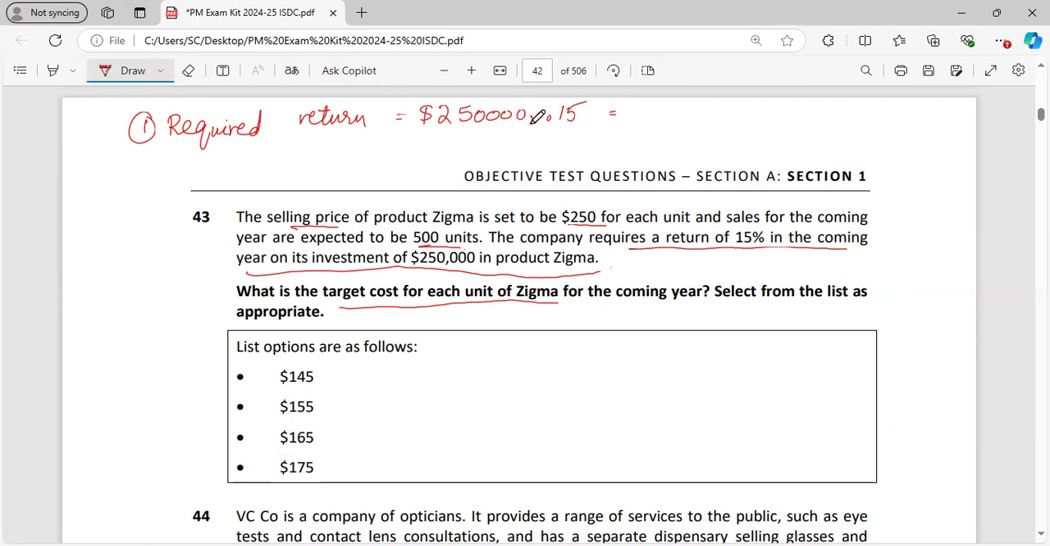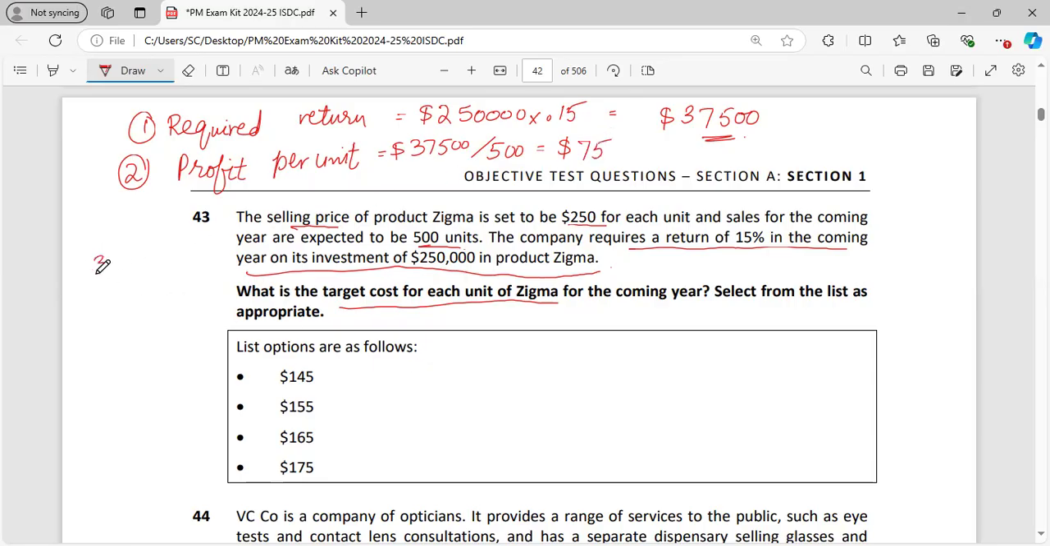250,000 into 15%. What is the required return? Total required return is 37,500. Now we will calculate profit per unit. Now 37,500 divided by what? Divided by 500. So you have what? Profit per unit of, I think, 75.